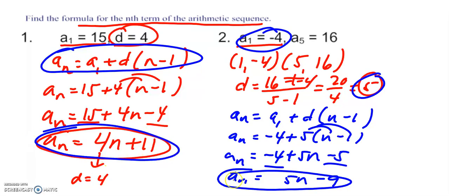And both of these, now that you have these two equations, you could find any value you'd like. So if I want to find the 7th term, you would plug 7 in for n. If I want to find the 11th term, I'd plug 11 in for n. So that's the reason why we want to find these equations.